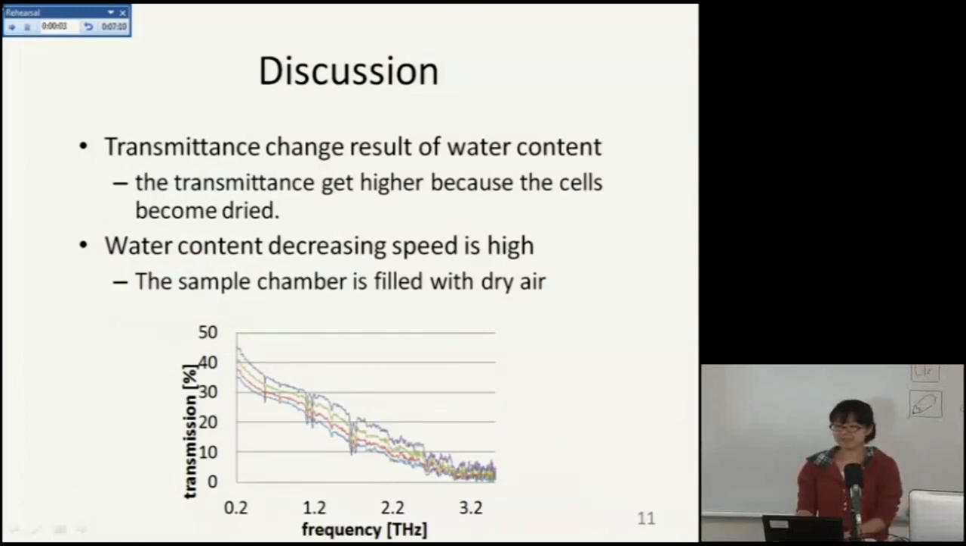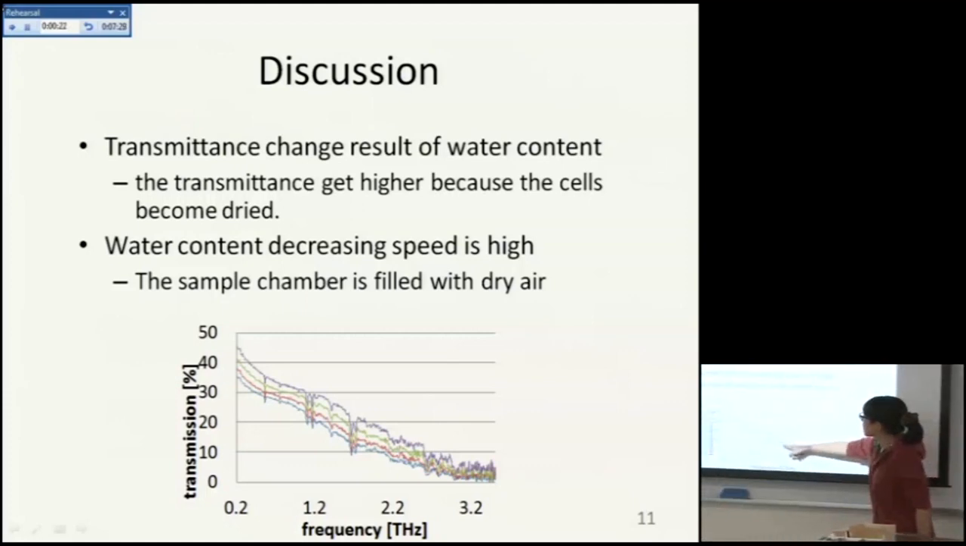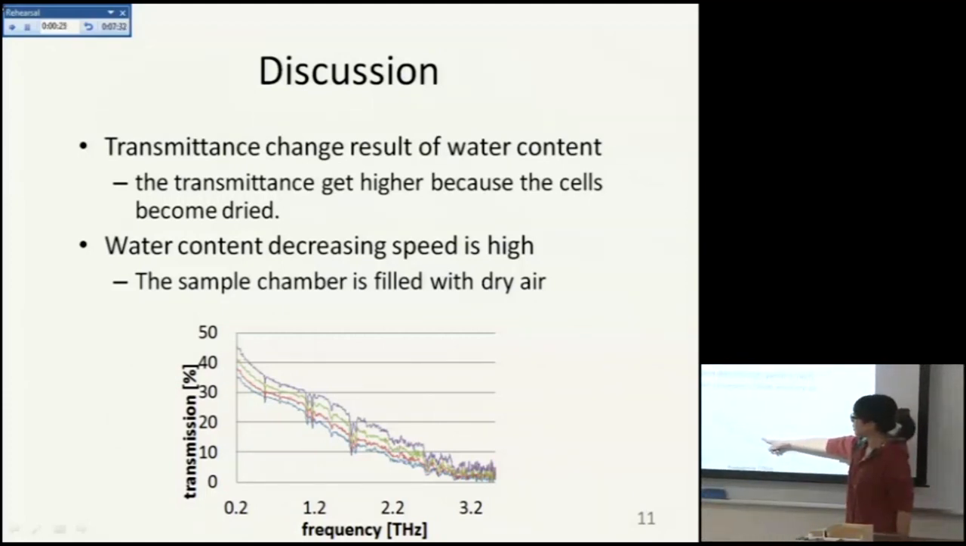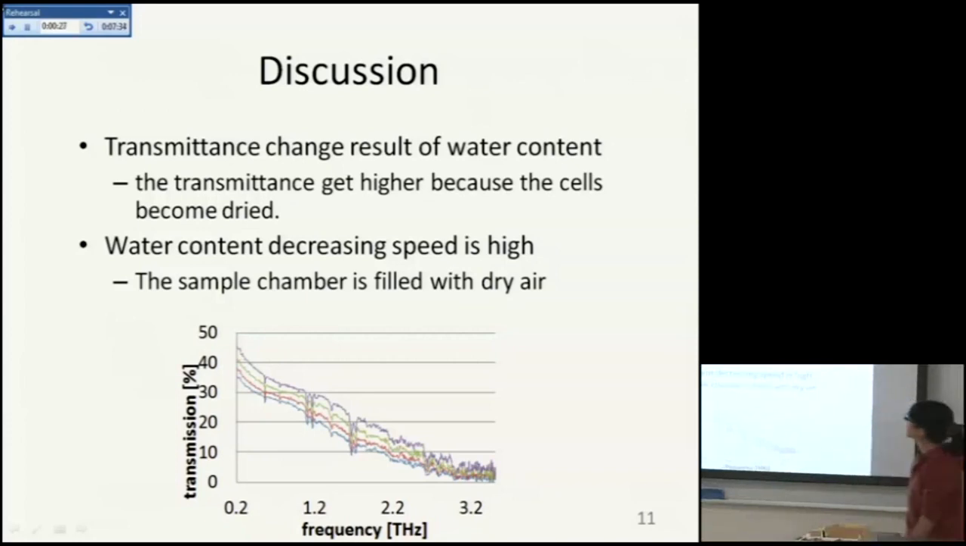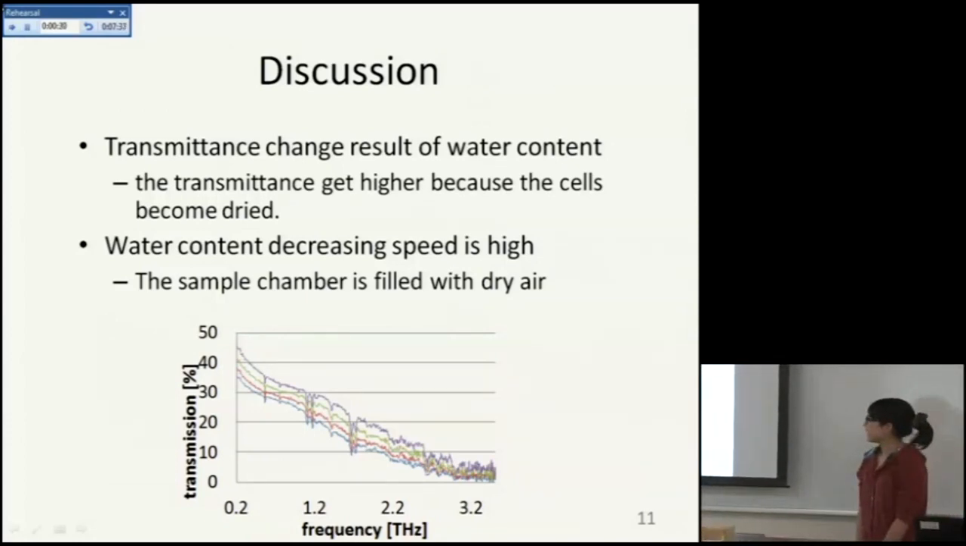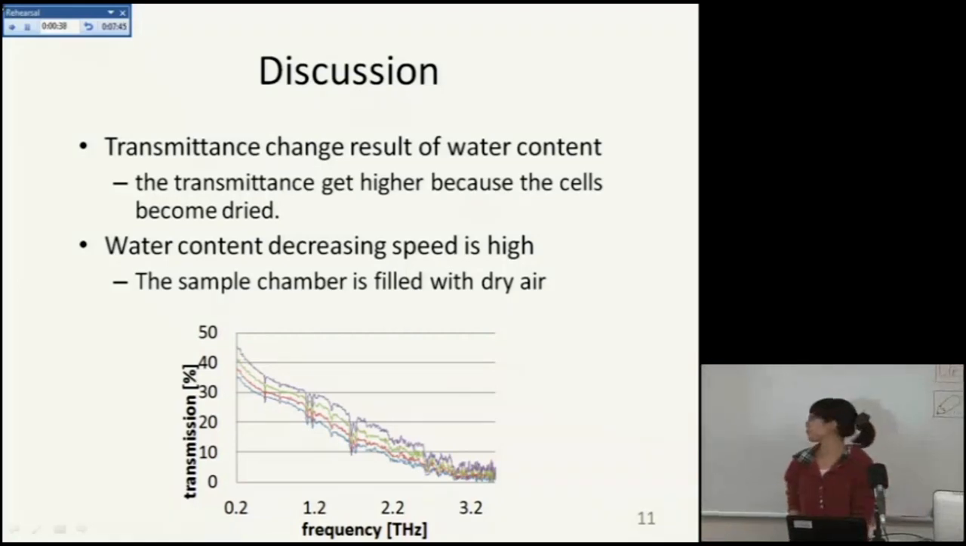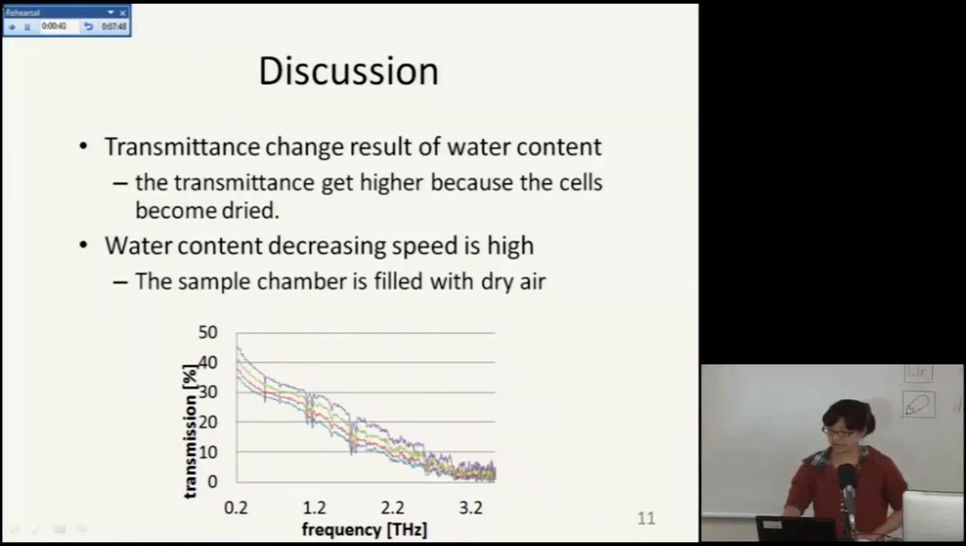So, discussions. I consider that this transmittance change is the result of the water content change. The transmittance gets higher because the cell becomes dried. And here, the transmittance has changed about 10% in 1 minute, and it is very speedy. And I think this is because the sample chamber is filled with dry air, and the sample was easily dried up.